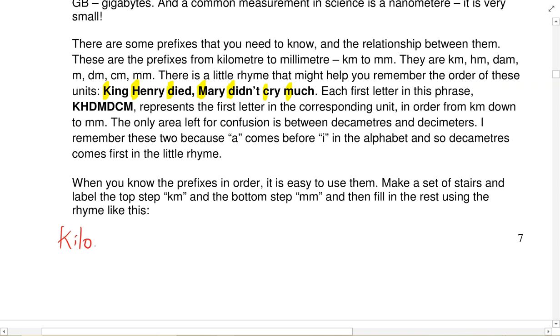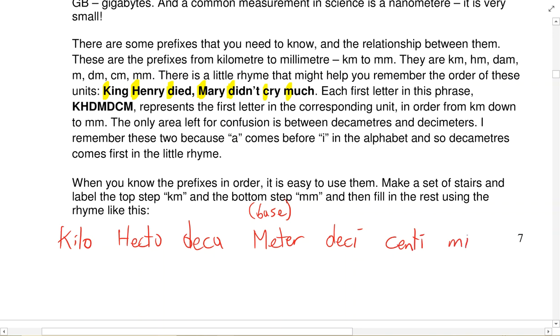Henry, the H stands for hecto. King Henry died, D stands for deca. The M stands for meter, and we've got to remember that's our base unit. So again, this is kind of driven for measuring length. Then the other D stands for deci. And then the C stands for centi, and the M stands for milli. So those are the common ones that you need to know.